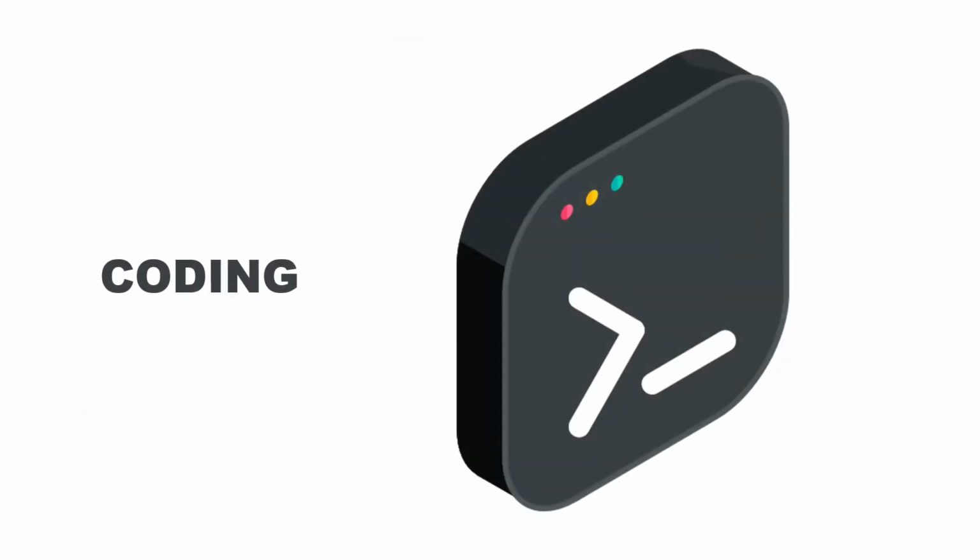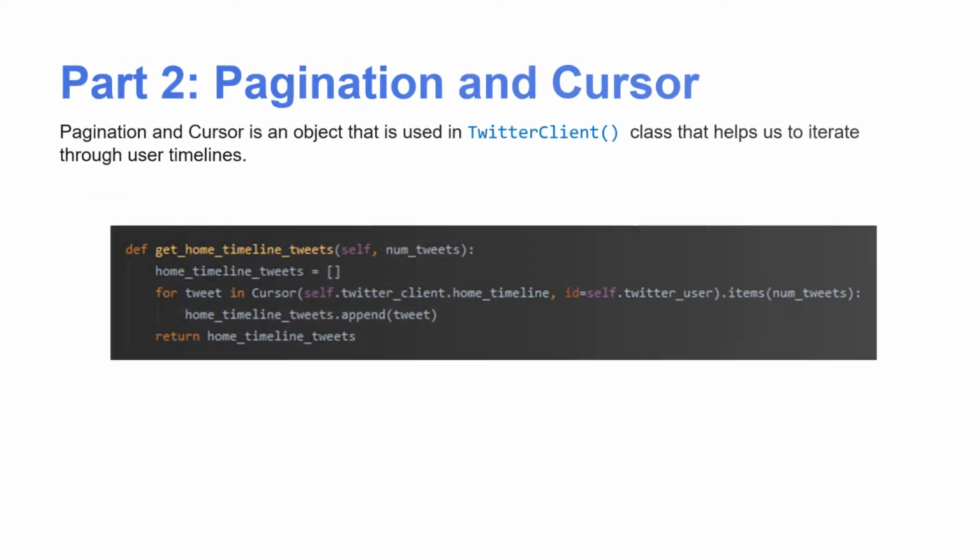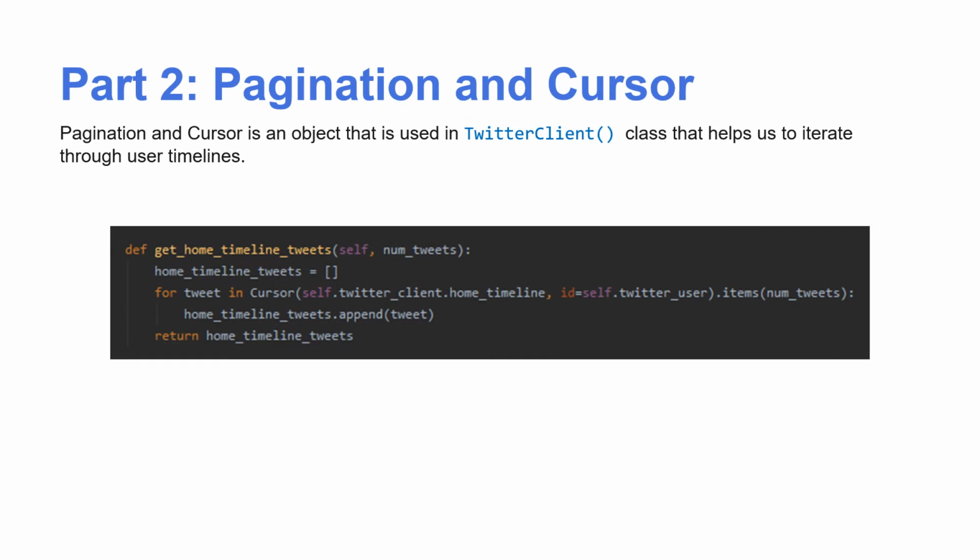Let's go to the coding part. These are the essential codes that the developers have written in order to make the project, Twitterments. Part 1, Streaming Tweets. The developers have made a class named TwitterStreamer which is responsible for streaming tweets. Part 2 is the pagination and cursor. This is an object that is used in the Twitter client class that helps us to iterate through user timelines.